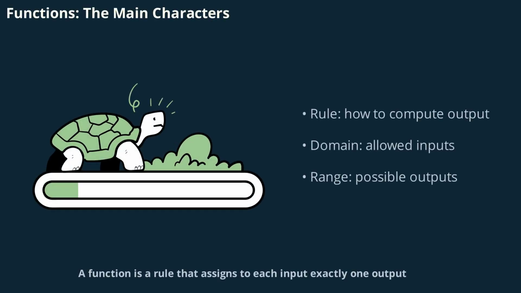A function is a rule that assigns to each input exactly one output. To define a function, you need a rule and a domain, the set of inputs for which the rule makes sense. The outputs form the range. Functions can be described by formulas, tables, graphs, or even words. For example, f(x) equals square root of x is defined for all non-negative real numbers. Understanding functions is at the heart of calculus.